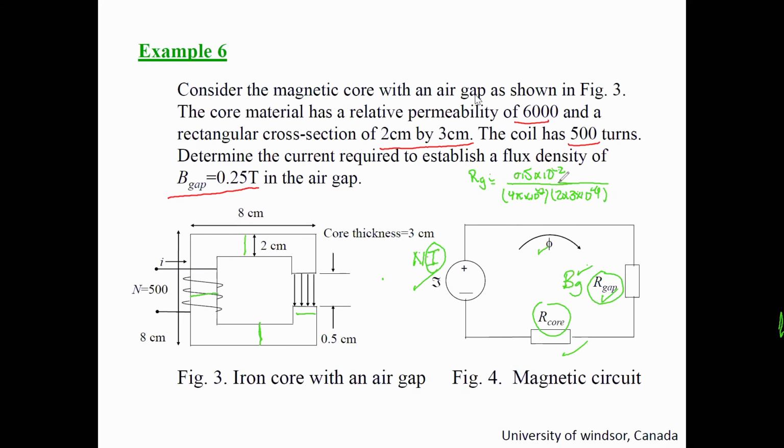There is no fringing coefficient here, so we don't have to multiply the area by any number. Let's come to RC. RC will be the average length divided by mu divided by A. But here we need to find the average length, the mu and the area, because they are not directly given. So what would be the average length, LC?